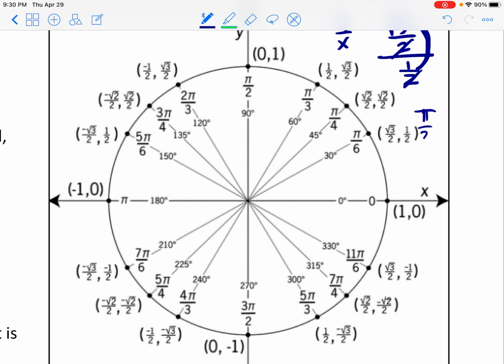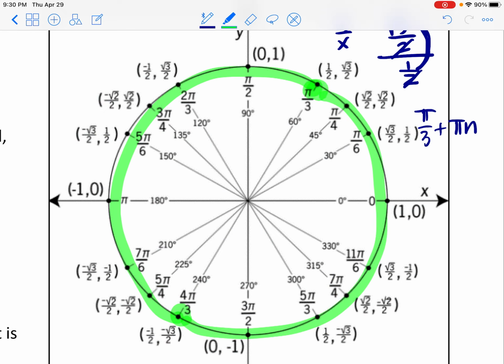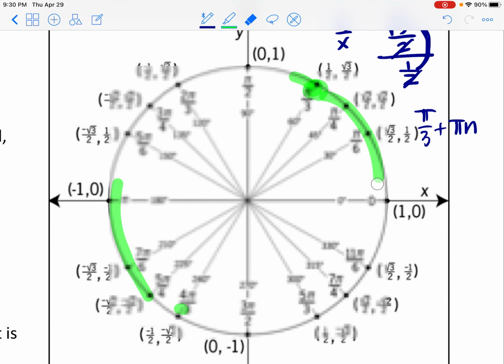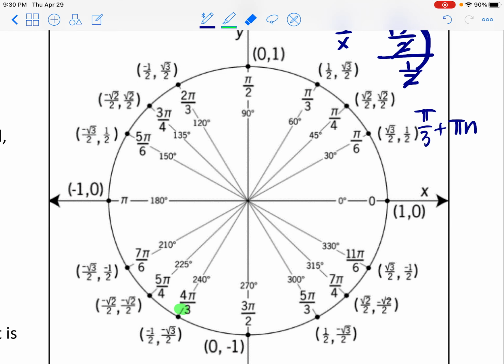So I'm going to say pi over 3 plus pi n number of times. So then I would start here and say, okay, every pi, oops, got another one, and then go around pi again, oops, got it again. Okay, so that's going to capture that 4 pi over 3. So that's the positive version, pi over 3 plus pi n.